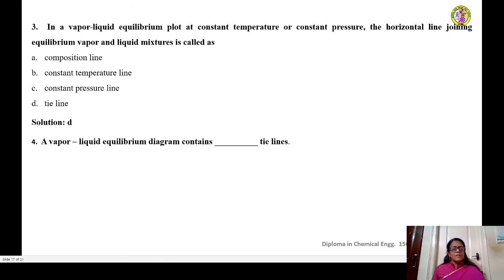The next question. A vapor liquid equilibrium diagram contains dash tie lines. To answer this you need to go through the options. Is it 12 tie lines? Is it 4 tie lines? Or is it 8 tie lines? Or is it an infinite number of tie lines? The answer is option D. Every VLE diagram consists of an infinite number of tie lines between the two curves.